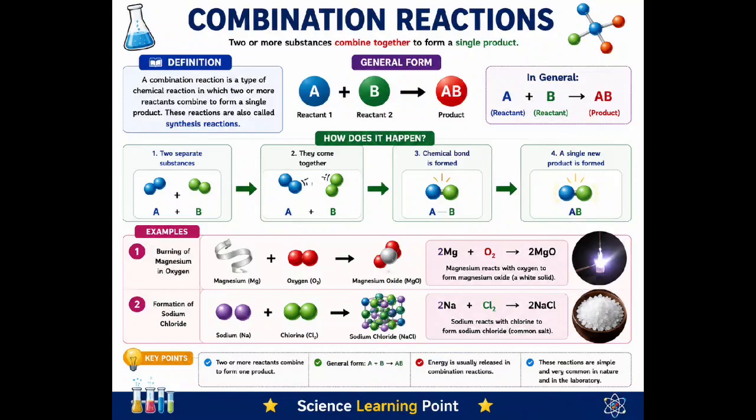Now there is one very simple rule to remember. If two or more substances come together and form only one product, it is called a combination reaction. So remember, combination means many become one. That's the easiest way to identify a combination reaction.